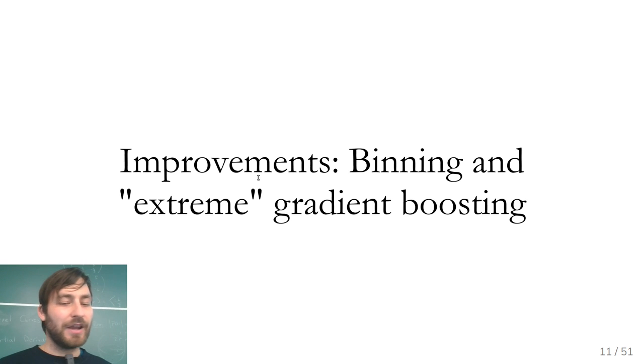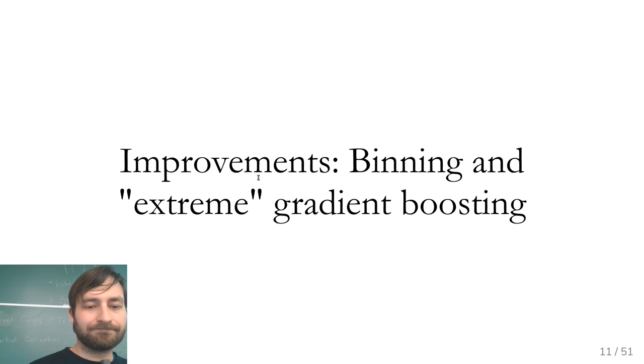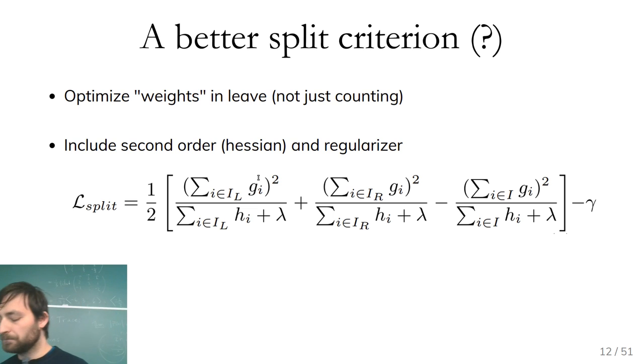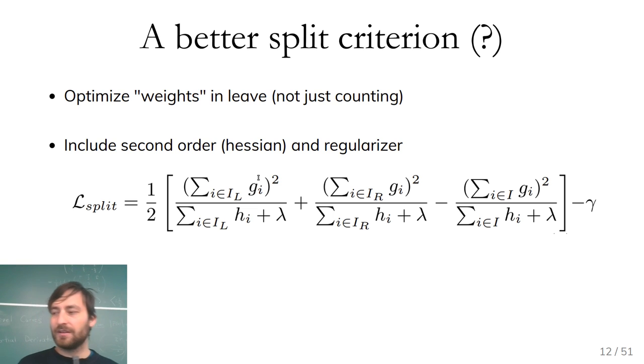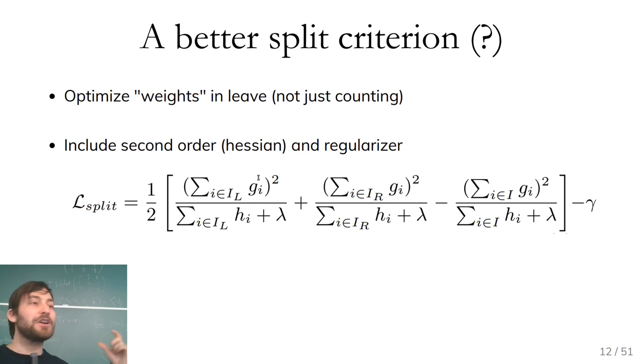So one thing that they changed is the split criterion in a somewhat subtle way. Basically they changed the regression trees. This is something they changed for each individual tree, not for the whole gradient boosting, so it's more of a tree thing.